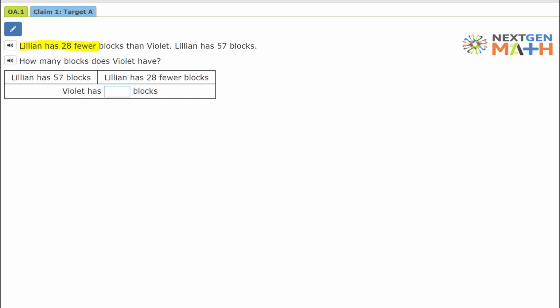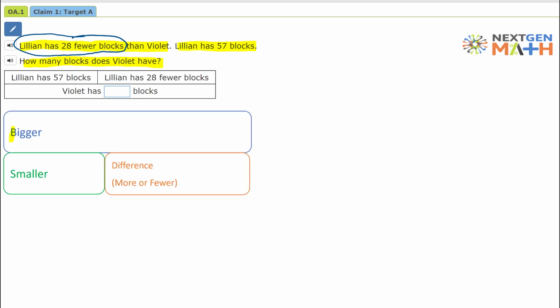Lillian has 28 fewer blocks than Violet. Lillian has 57 blocks. How many blocks does Violet have? Well, there's a key phrase in this problem here. It says Lillian has 28 fewer blocks. That fewer number is going to tell us, with this graphic organizer, that we're going to be comparing bigger numbers to smaller numbers because we have this fewer amount or a difference.